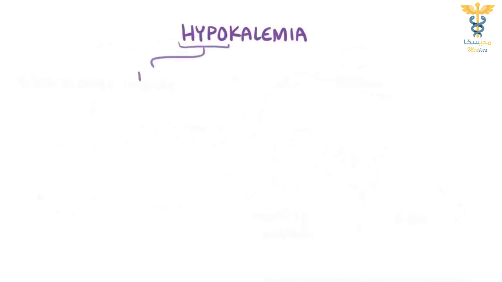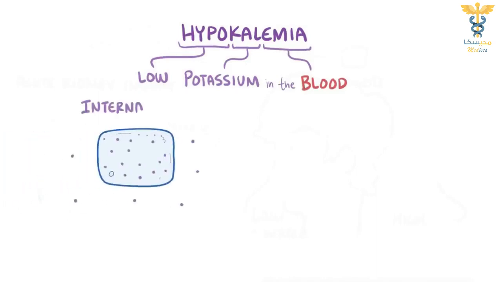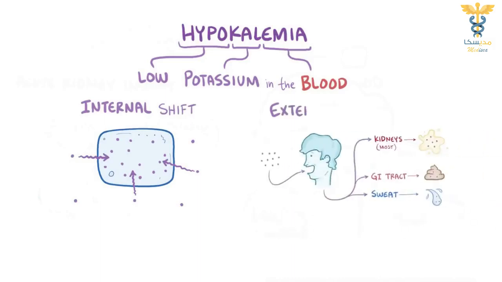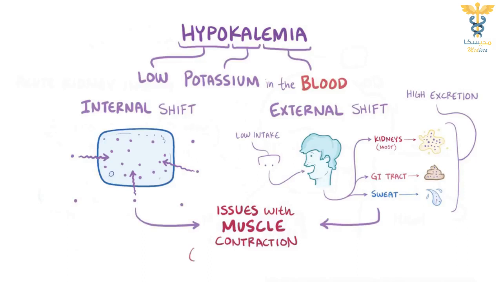Alright, as a quick recap, hypokalemia describes a low concentration of potassium in the blood, which can be the result of an internal potassium balance shift where potassium moves into the body's cells, as well as an external potassium balance shift having to do with either low intake or high excretion of potassium. Either way, the low potassium levels lead to issues with muscle contractions, which could be smooth, skeletal, or cardiac muscles.